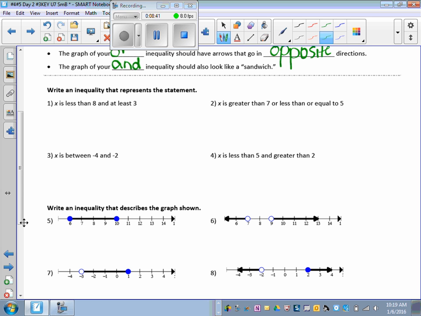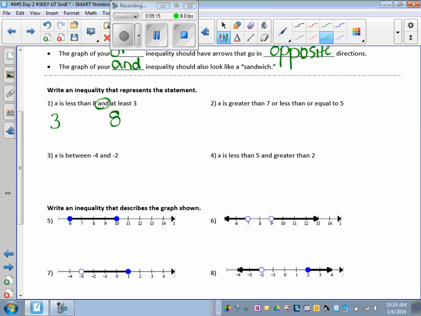If I say I ate at least 3 cookies, you ate 3, you might have eaten 4. So that includes that 3 there. So x is less than 8 and at least 3. Notice our keyword here, and. That means it's going to be written as one inequality. We like to always put our smallest number on the left side and our largest number on the right side. So we have 3 on the left and 8 on the right.